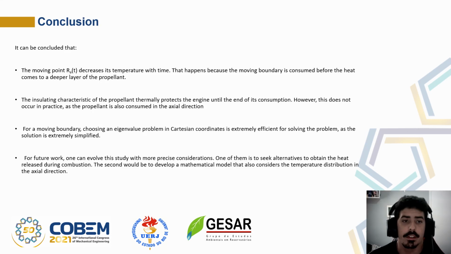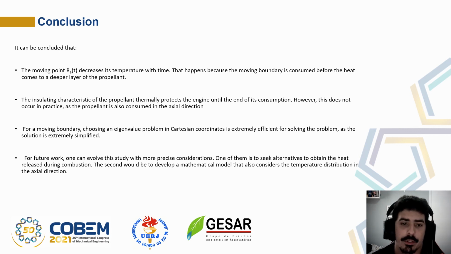It can be concluded that the moving point RA decreases its temperature with time. That happens because the moving boundary is consumed before the heat comes to a deeper layer of the propellant. The insulating characteristic of the propellant thermally protects the engine until the end of its consumption. However, this doesn't occur in practice because the propellant is also consumed in the axial direction.